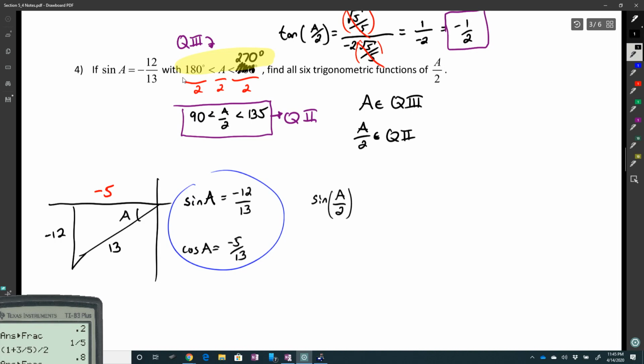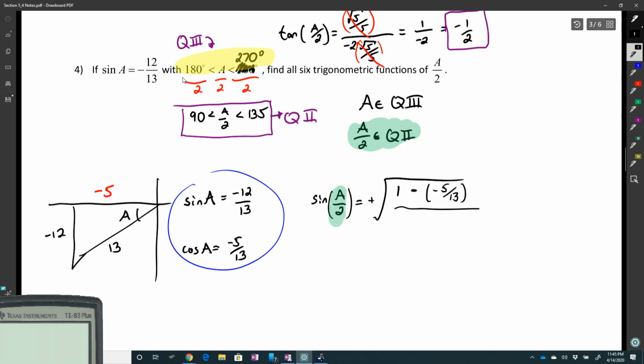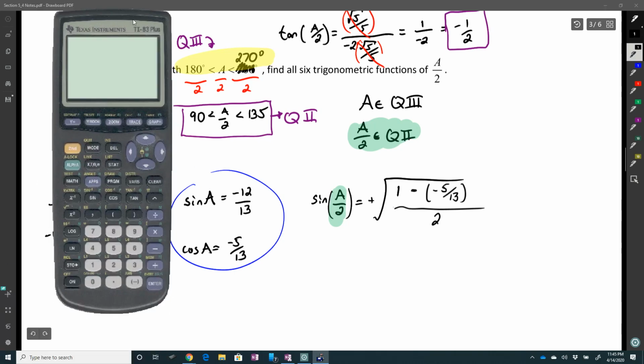Okay, now A over 2 is in quadrant 2, and in quadrant 2, sine is positive. So I have the formula for sine: the square root of 1 minus cosine A, over 2. So 1 minus negative 5 over 13, over 2. And if you'd like, you can use your calculator.